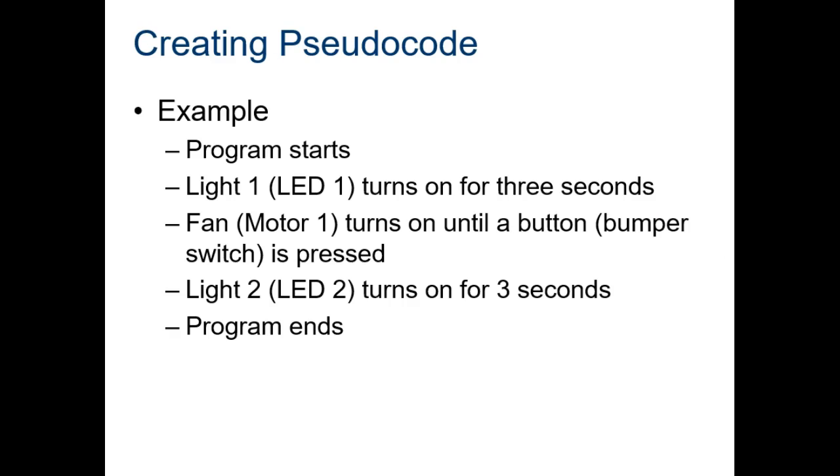Okay, let's get down to this a little more. So here's an example of a simple program using pseudocode. We start with program starts, and then you turn on an LED for 3 seconds, you turn on a motor until a button is pressed, and then after you do that, another light turns on for 3 seconds, and then you end the program.